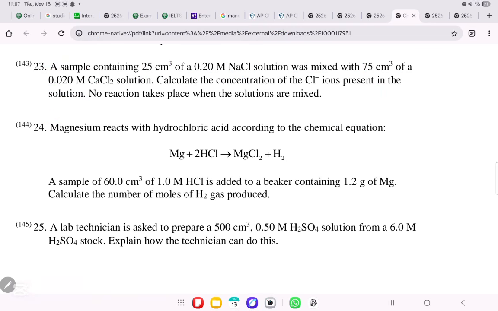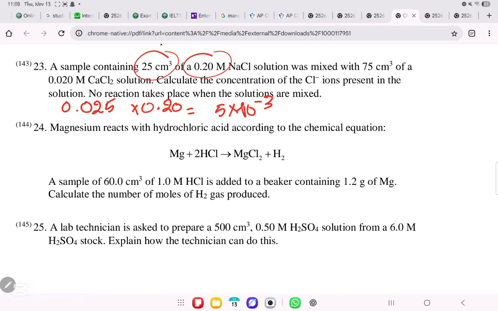By accident, I deleted my writing. So, where was I? I was at 0.025. I changed from centimeter cubed to decimeter cubed, times 0.20, which will give me the number of moles to be 5 times 10 to the power of minus 3. So 1 NaCl gives me 5 times 10 to the power of minus 3, right?